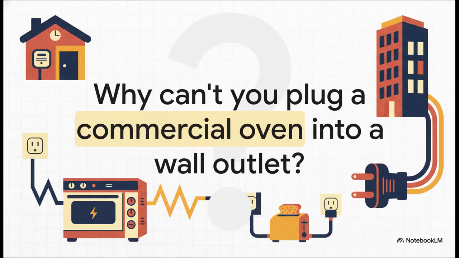So let's start with a basic question. Why can't you just plug a massive commercial pizza oven into a regular wall outlet? Well, it all comes down to a really simple truth. Different buildings have fundamentally different power needs. The demands of a house are just worlds apart from a high-rise office tower. And understanding that difference, well, that's exactly what we're breaking down today.